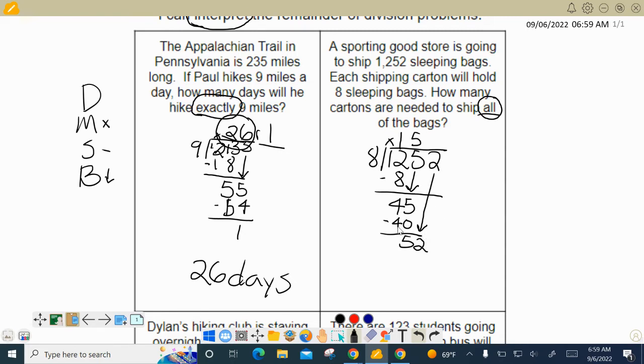8 into 52. I know that 8 times 8 is 64, and that's too much. But I know that 6 times 8 is 48, so it's 6 times. 6 times 8 is 48. Let's subtract.